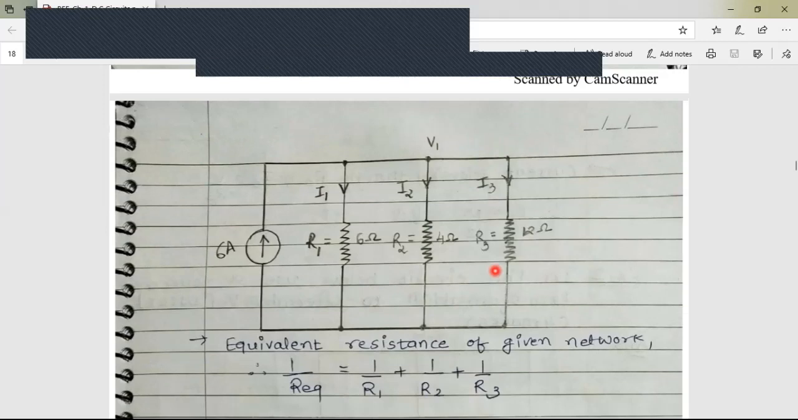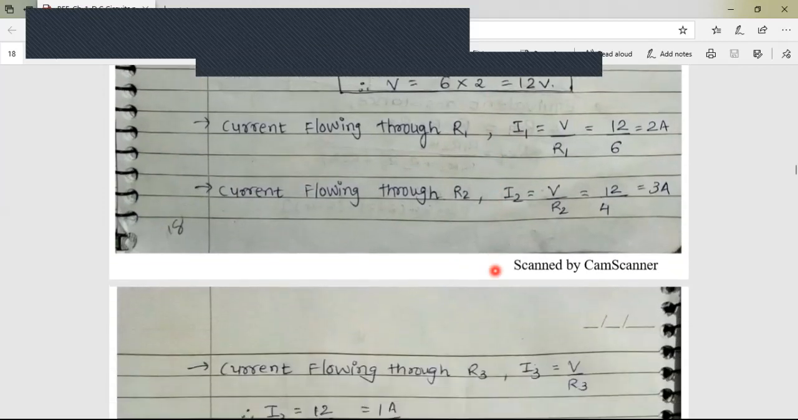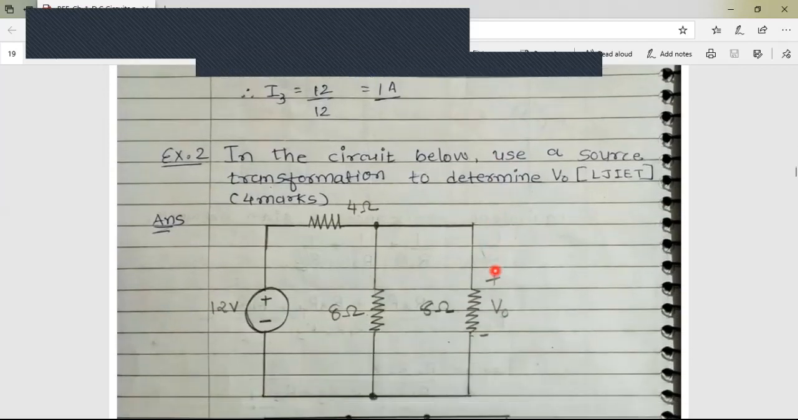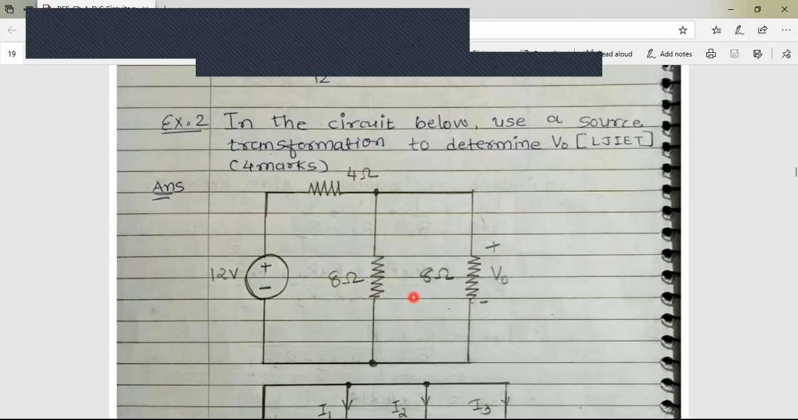Now we'll see the second example of source transformation. We are given the circuit. This is a 12 volt DC voltage source, with three resistances: 4 ohm, 8 ohm, 8 ohm. In this circuit, use the source transformation technique to determine the voltage. We want to find the voltage VO across this 8 ohm resistance.